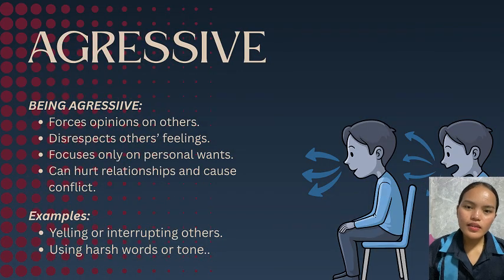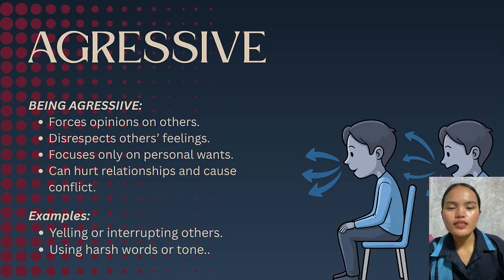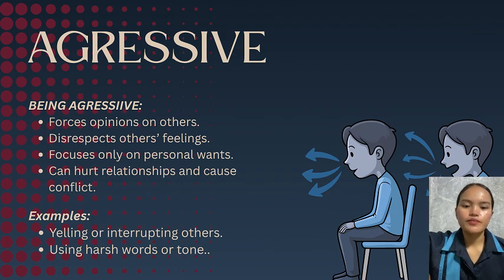On the other hand, aggressive communication is when someone forces their opinions or needs on others without respect. They might yell, interrupt, or use harsh words, focusing only on what they want. This can damage relationships and make others feel hurt or afraid.